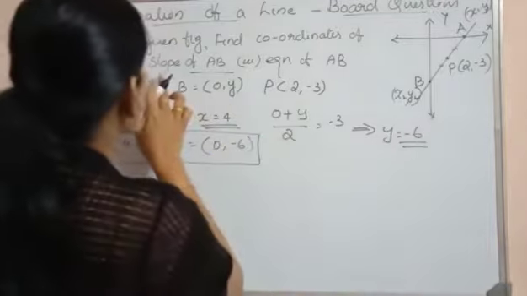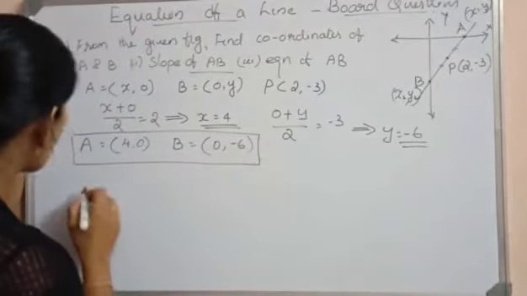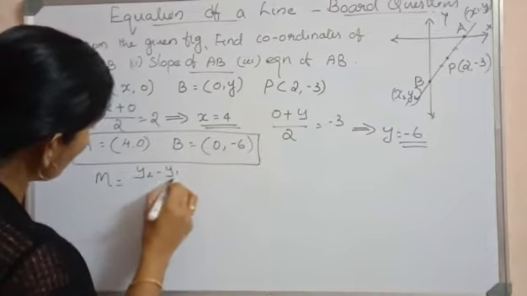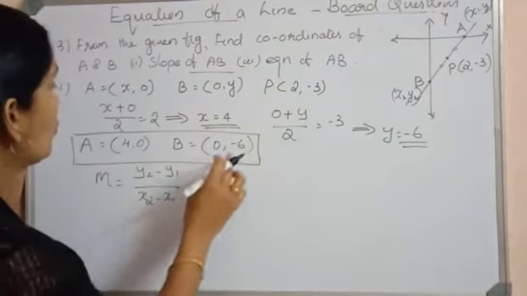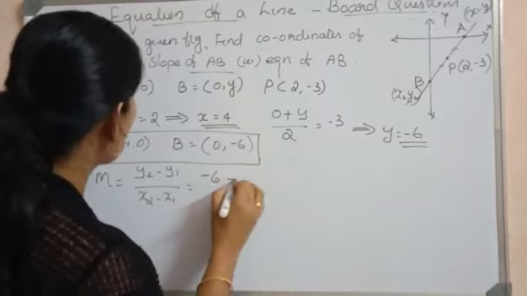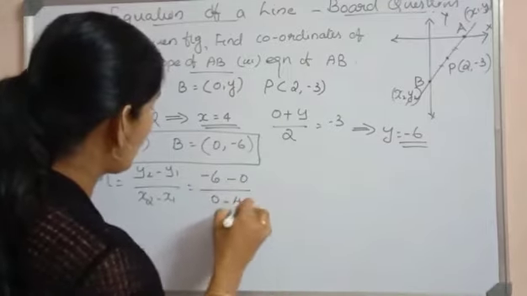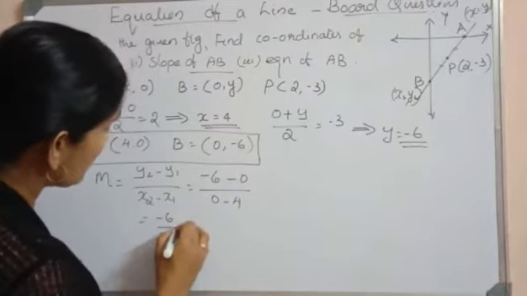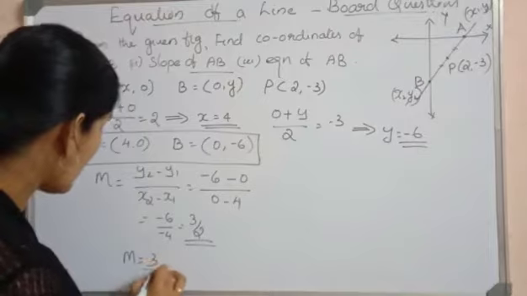Now the next part of the question is to find the slope of AB. To find the slope, we have 2 points, and as per the formula, the slope m is equal to (y2 minus y1) by (x2 minus x1). That is equal to (minus 6 minus 0) divided by (0 minus 4), which is minus 6 by minus 4, the same as 3 by 2. Therefore, the slope m is equal to 3 by 2.